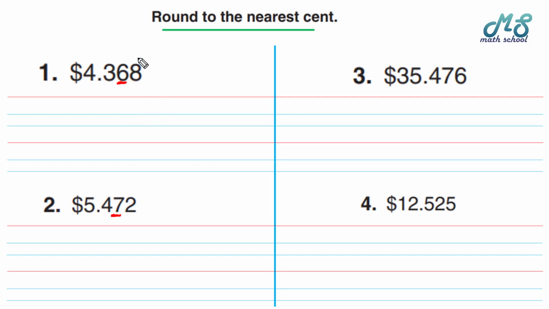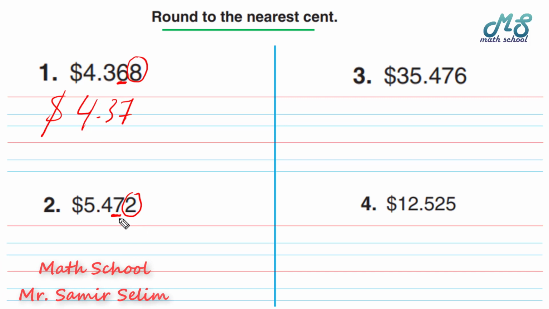The second step, circle the right digit. So circle 8 and circle 2. 8 is 5 or more, so you have to change 6 to be 7. Now we get $4.37. Now it's rounded to be $4.37.